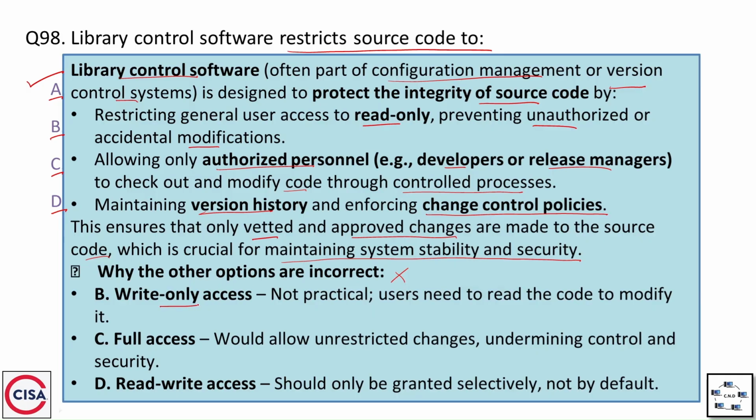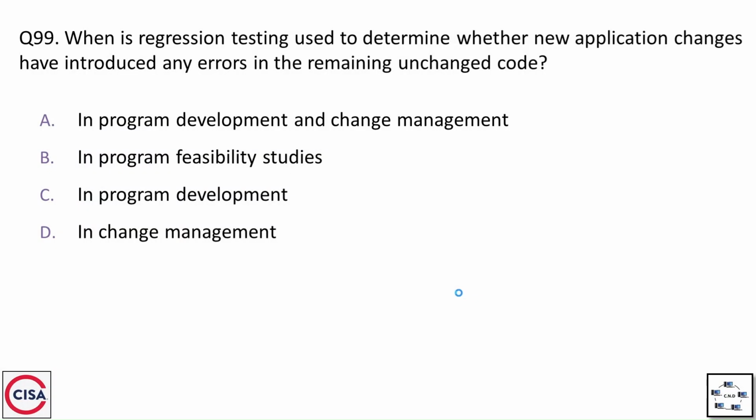Why the other options are incorrect? Option B, write only access is not practical. Users need to read the code to modify it. And option C, full access would allow unrestricted changes, undermining control and security. And option D, read-write access should only be granted selectively, not by default.